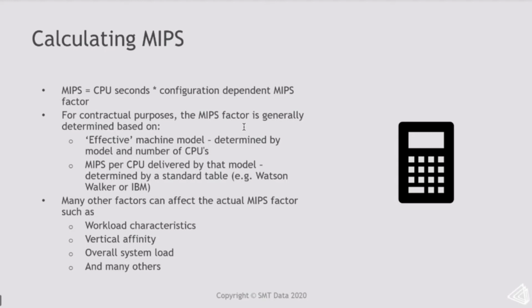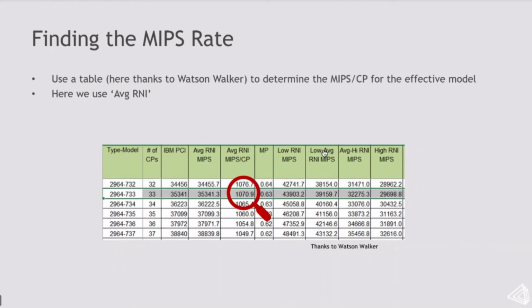Once we have figured out the model number and the number of processors, we can just look up in a standard table like Watson Walker here and see the MIPS rate per processor for this particular configuration. Here we use average RNI. I don't have time to go into RNI, but it is a reflection of the kind of workload you have: is it very good at using the cache or not? This will very much affect your MIPS rate.